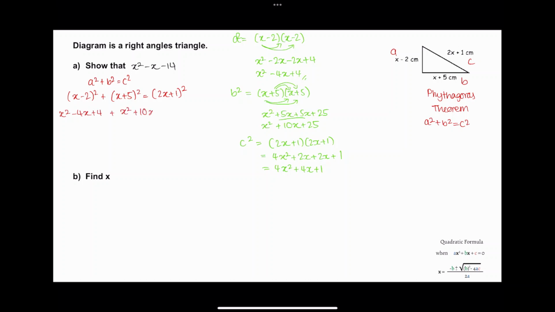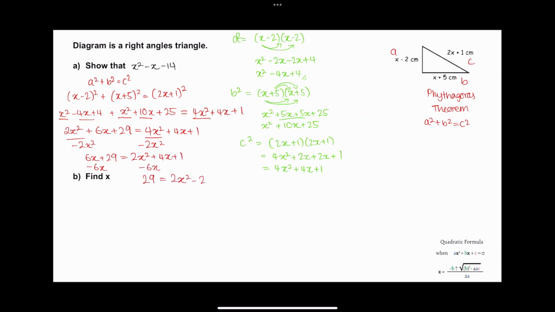As you can see, there is lots of simplifying to do, so there are lots of opportunities to make mistakes here. Work through this slowly if you try this independently, especially when collecting like terms, and be careful about the plus or minus signs. After simplifying, the quadratic looks like x squared minus x minus 14, which is exactly what you needed to prove in the first place.